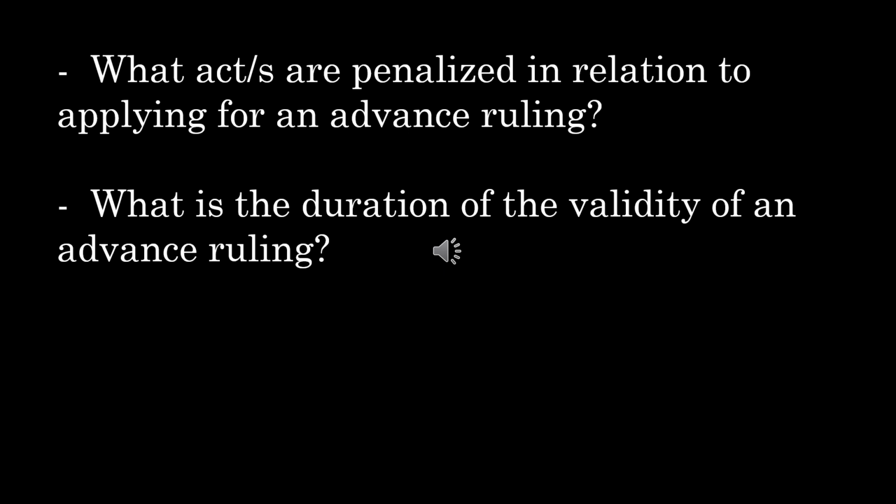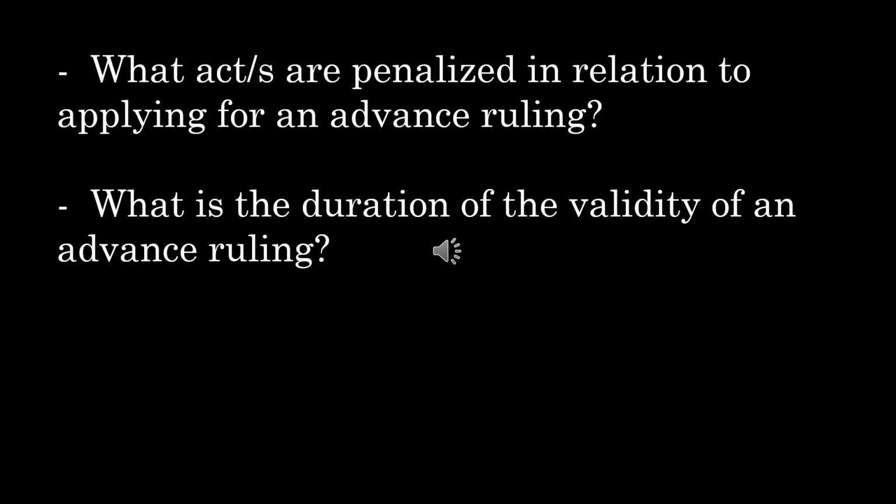Now, what act or acts are penalized in relation to applying for an advance ruling? They are enumerated under CMO 30-2016, and they are as follows. A. Intentional misrepresentation of any material fact regarding an application for advance ruling. It shall be penalized by the rejection of the request and the revocation of an advance ruling if it has been issued. Letter B. Submission to the Bureau of counterfeit or otherwise false or inaccurate documents in support of a request for advance ruling. It shall be penalized by the rejection of the application and the revocation of an advance ruling if one has already been issued.